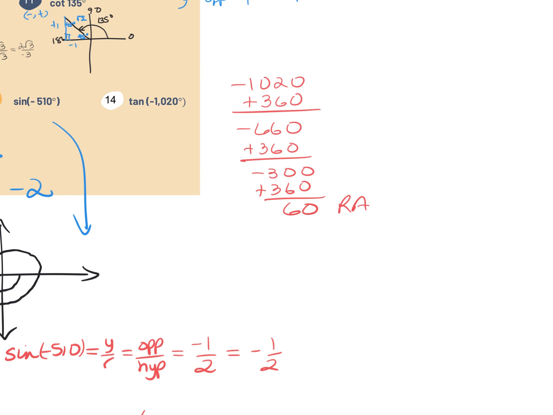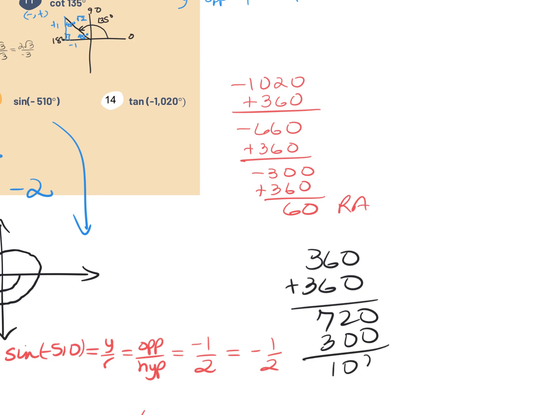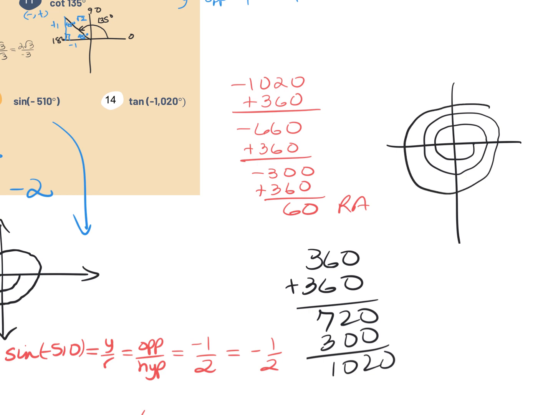So what we could do here is 360 plus 360 is going to give me 720, and then another 300 gets me to the 1020. So let's do it that way. So go around one full circle, that's the first 360, 720, and then another 300 degrees, and now I'm finally where I need to be.